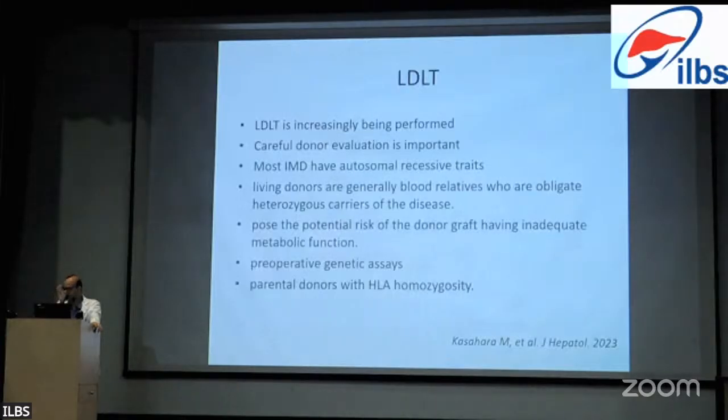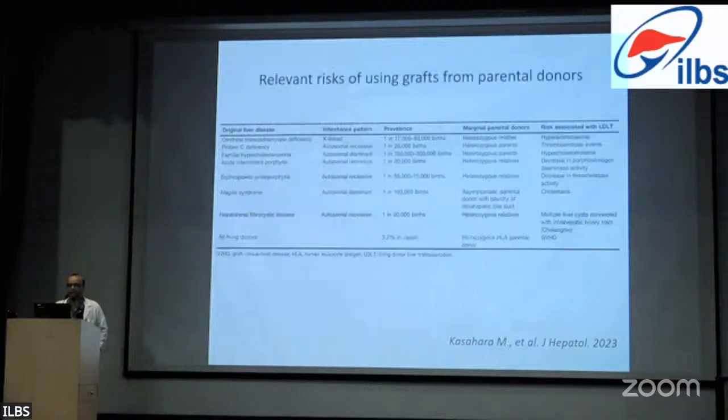So coming to LDLT, it is increasingly being performed. Careful donor evaluation is important. Most inborn errors of metabolism have autosomal recessive traits. Living donors are generally blood relatives who are obligate heterozygous carriers of the disease. They pose the potential risk of the donor graft having inadequate metabolic function. Preoperative genetic assays, and parental donors with HLA homozygosity need to be addressed. This is the relative risk of using grafts from parental donors.